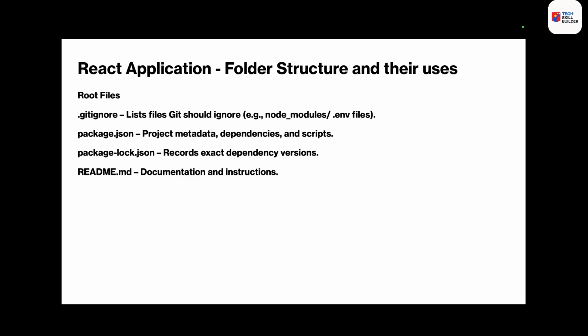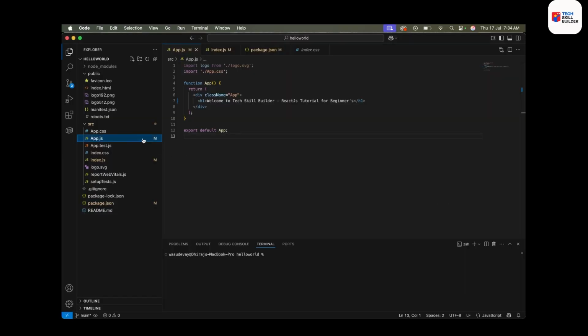Another important file is readme.md. This is documentation or instructions. For example, you have developed the application, and how it works, what the application is about, what steps you need to follow, what commands you need to follow. All those details will go under the readme.md file. So let's see the project structure in the newly created hello world program.